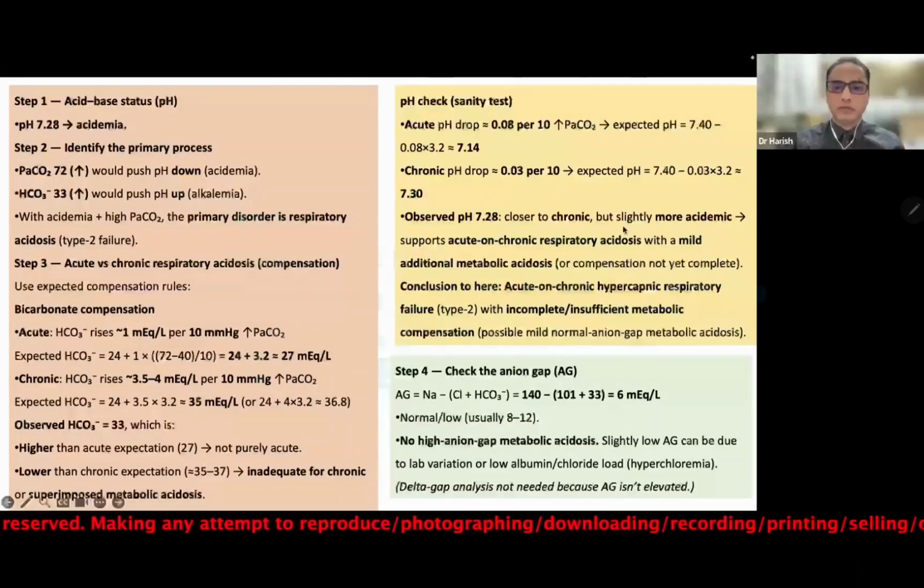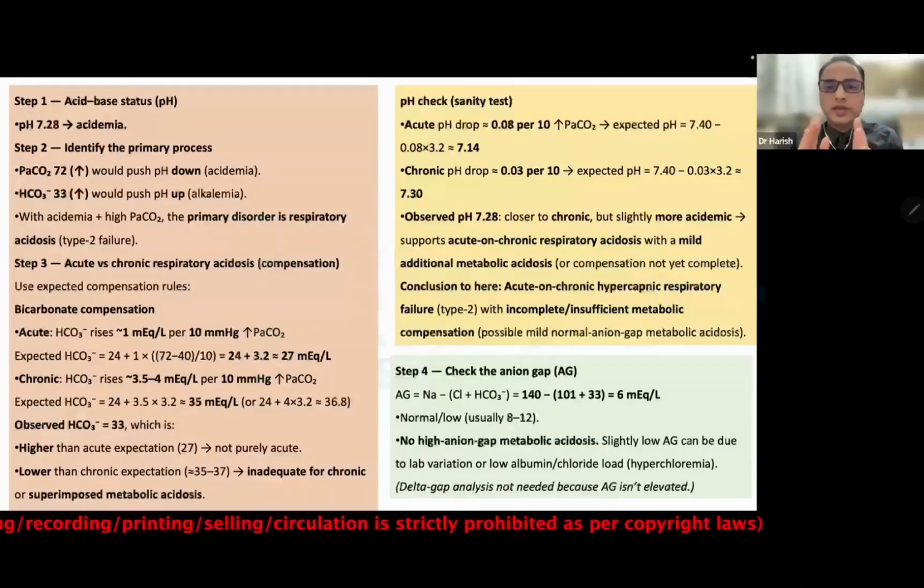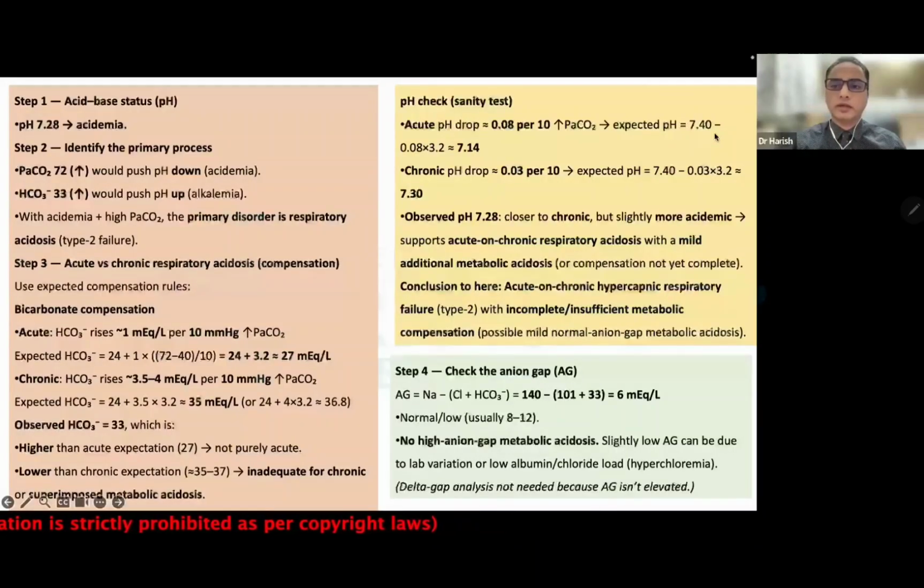So next you check for the pH sanity. Basically, the acute pH drop is 0.08 for every 10 increase in PCO2. So expected pH is 7.4 minus 0.08 times 3.2, which comes to around 7.14. The chronic pH drop expected is 0.03 for every 10 increase in PCO2. So that comes to around 7.3.